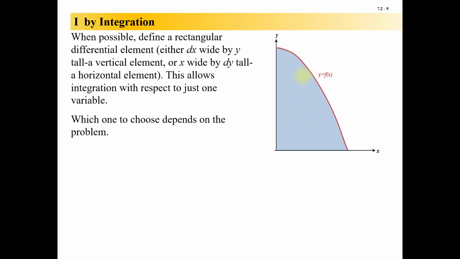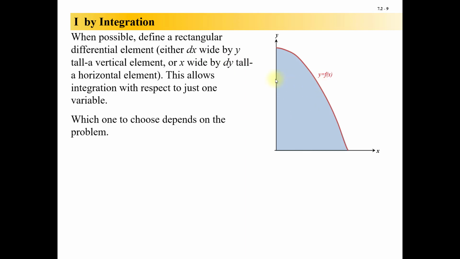Okay, but what we want to do is define a rectangular differential element. So instead of having a differential area, which is a little square one, because that has to be integrated with respect to x and y, we're going to try to make a rectangular element that's either dx wide by y tall, or one that is x wide by dy tall. So the dx wide by y tall is going to be a vertical element, and then the x wide by dy tall is going to be a horizontal element.